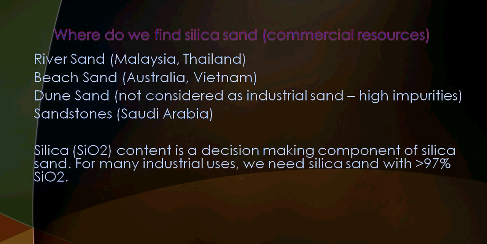Silica content of silica sand is a decision-making component. For many industrial uses, we need silica sand with greater than 97% silica. There is silica sand which has impurities, so total silica content decreases. The silica content can be 95%, 94%. But for many commercial industrial applications, the silica content should be greater than 97%. By the way, in the Global United Mines silica sand quarry, we have silica sand which is 98 and 99% pure.